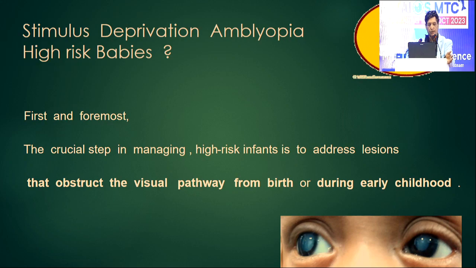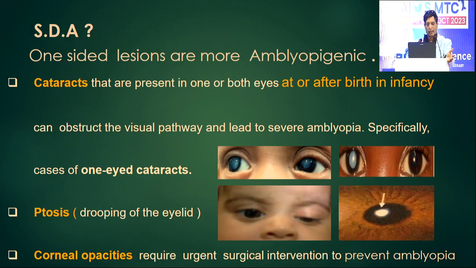First and foremost, the crucial step in managing high risk infants is to address the lesions that obstruct the visual pathway from birth or during early childhood. And always remember that one-sided lesions are more amblyogenic. Everything one-sided is very dangerous, whether it is amblyopia or otherwise. One-sided is very dangerous.